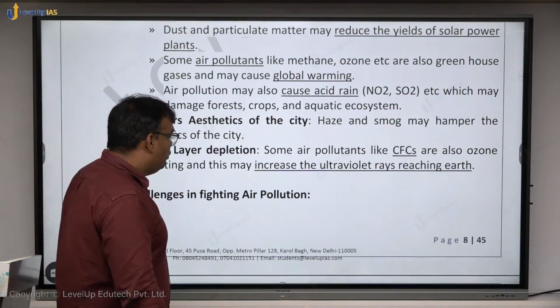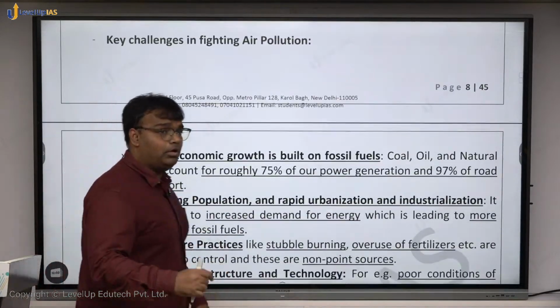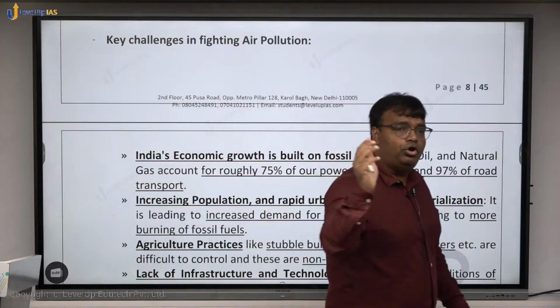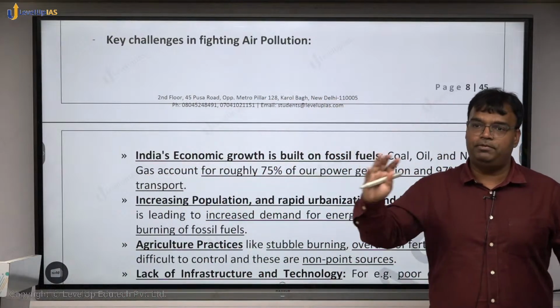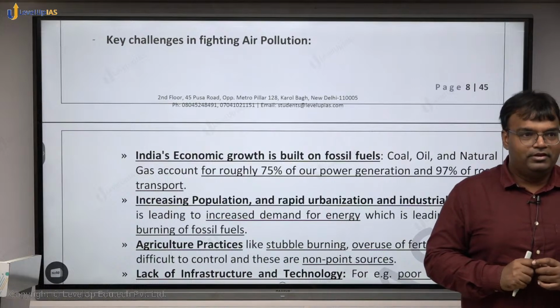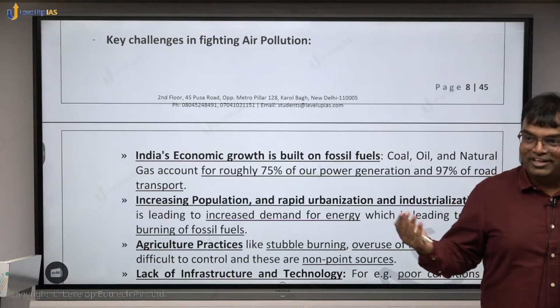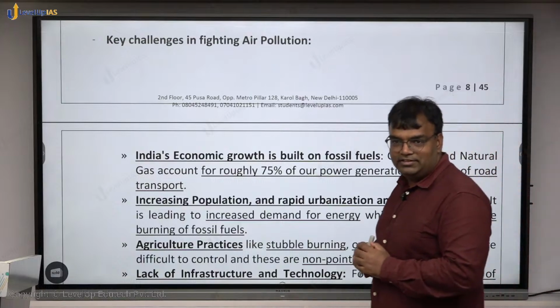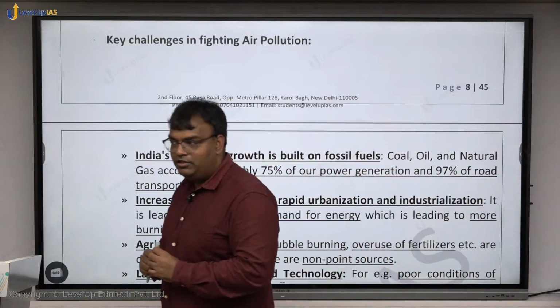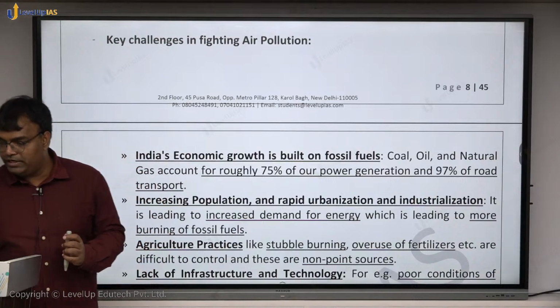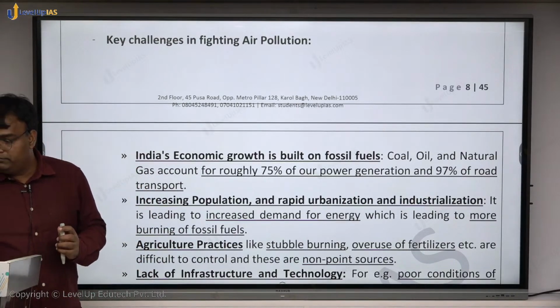Now, why are we not able to fight air pollution? अब हम बोल रहे हैं कि our economy is getting impacted by as much as 7% of the GDP. 300 lakh crore rupees की economy में 7% is 20 lakh crore rupees. That is the kind of loss that we are facing. Then why are we not able to fight it? Why are we not able to deal with the challenge?